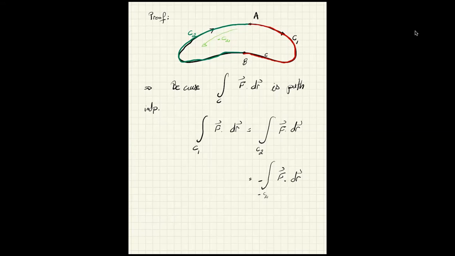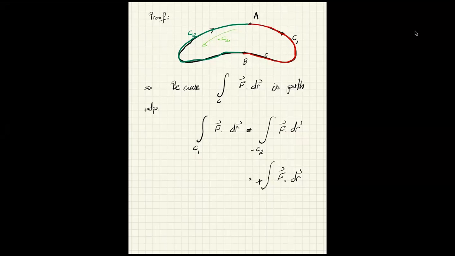Because it's path independent, we'll have this. Going from A to B, you have to take a path from A to B. And C2 is not from A to B, it's from B to A, because you have to give an orientation for the path. C2 here is from B to A, so you have to take minus C2. Because it's path independent, it gives the same number if you take C1 or C2.